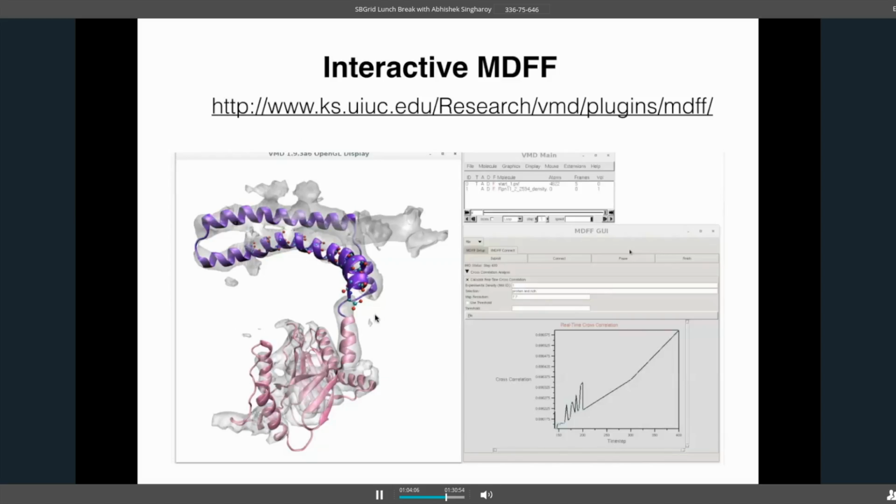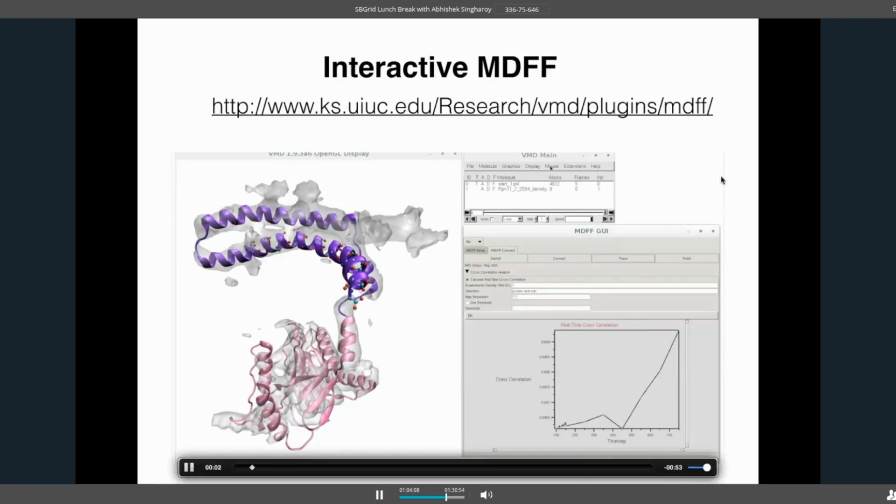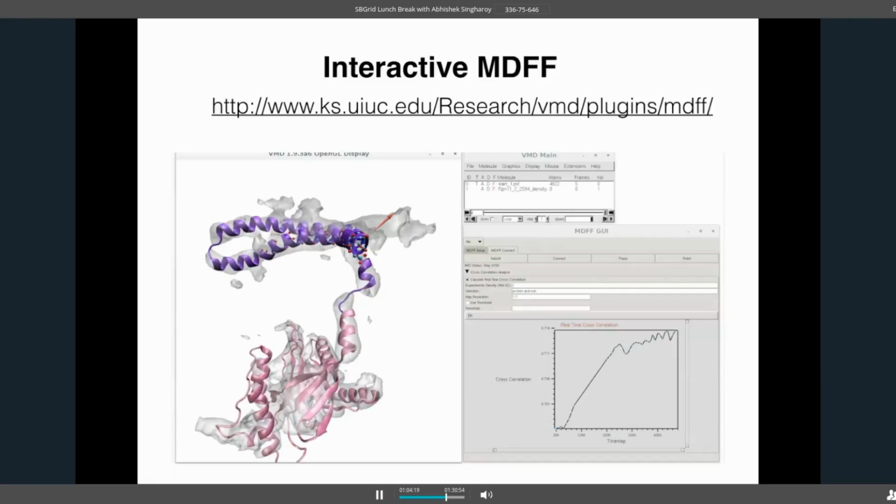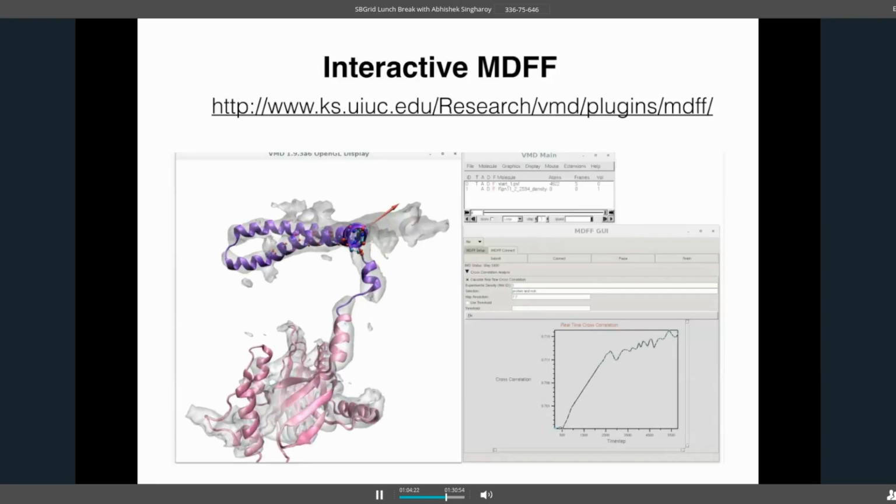I'm just going back here to show you what I'm talking about. While an MDFF simulation happens, the protein is in fact fluctuating. You see the fluctuations in this particular movie. You have seen fluctuations in all the movies that I've shown you.